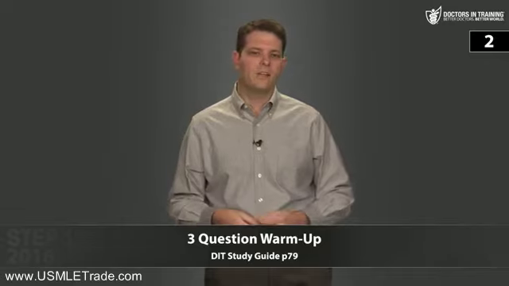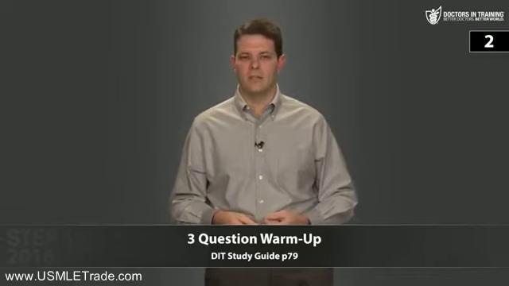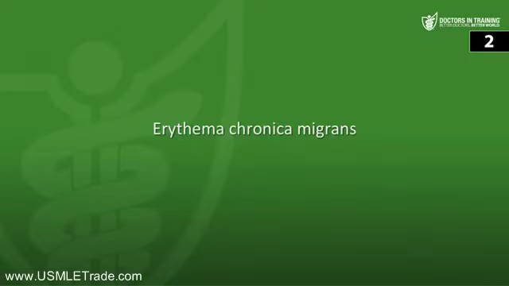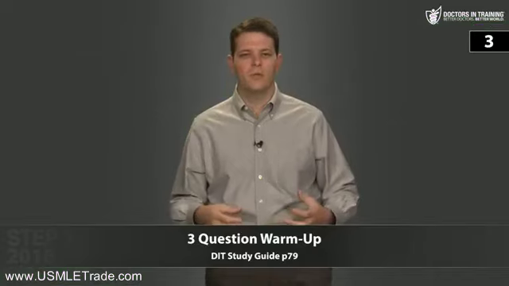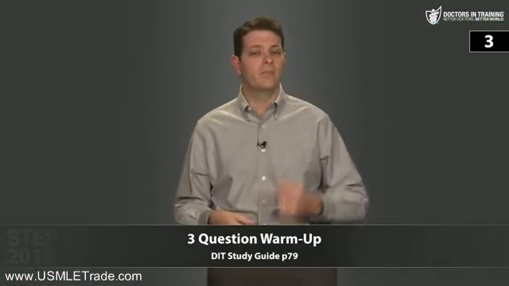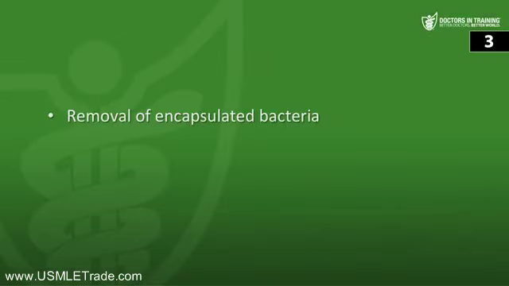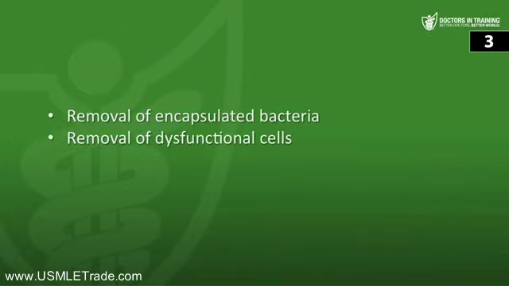Next, what's the classic presenting symptom in a patient with Lyme disease? So the classic presenting symptom is erythema chronicum migrans, which is an expanding bullseye rash with central clearing. And the last one, what's the function of macrophages in the spleen? So macrophages in the spleen remove encapsulated bacteria, and they remove dysfunctional cells like dysfunctional red cells. Now let's get started with the lecture.